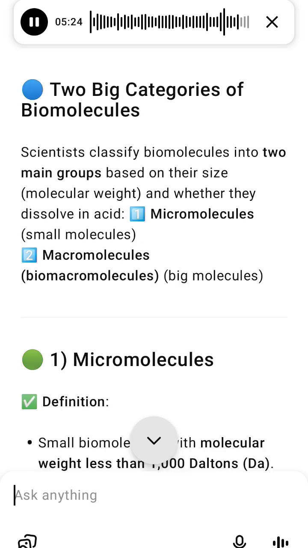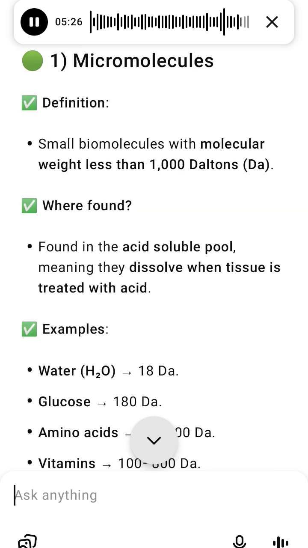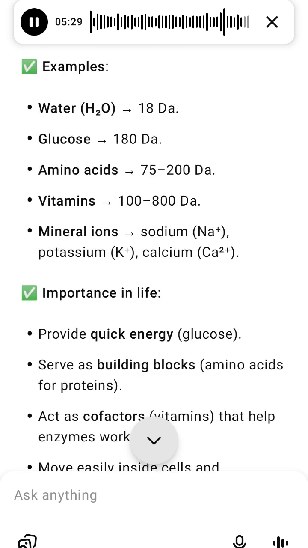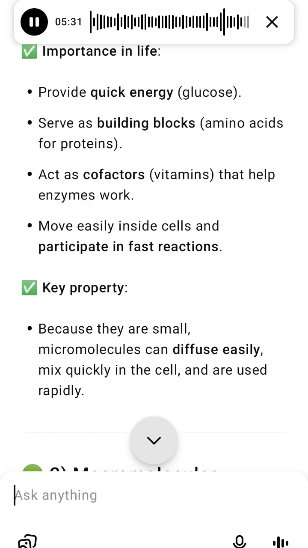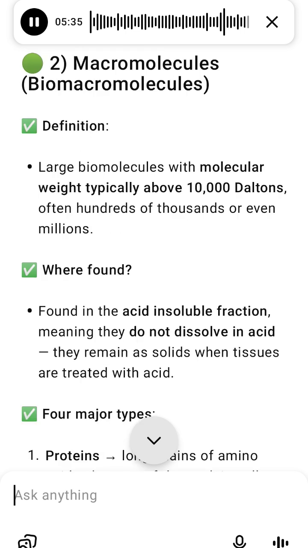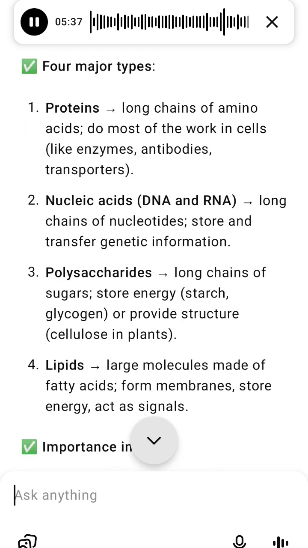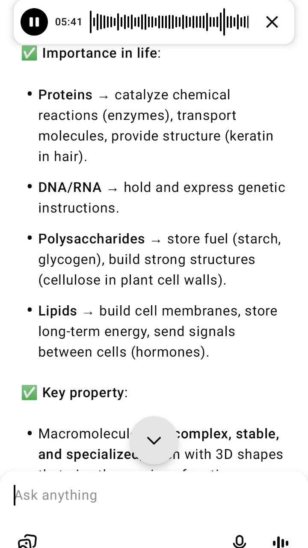2. Nucleic acids, DNA and RNA, long chains of nucleotides, store and transfer genetic information. 3. Polysaccharides, long chains of sugars, store energy, starch, glycogen, or provide structure, cellulose in plants. 4. Lipids, large molecules made of fatty acids, form membranes, store energy, act as signals. Importance in life: proteins catalyze chemical reactions, enzymes, transport molecules, provide structure, keratin in hair. DNA and RNA hold and express genetic instructions.